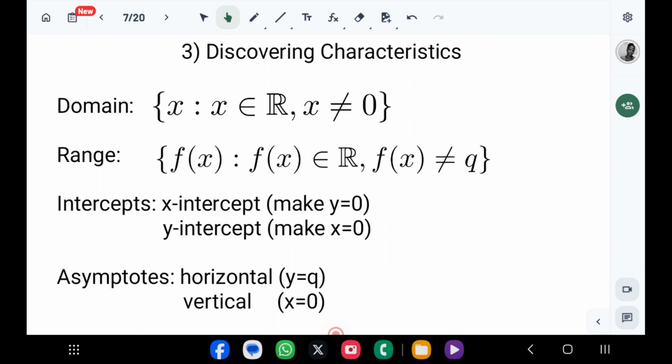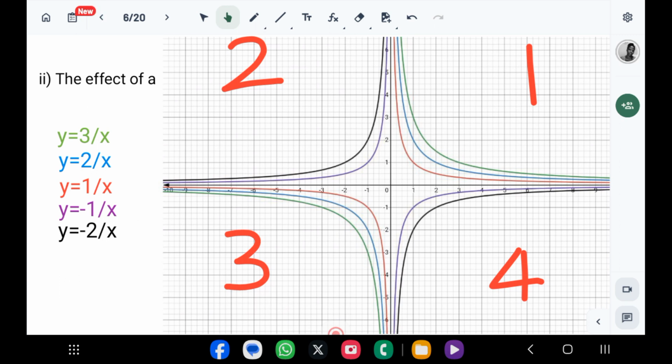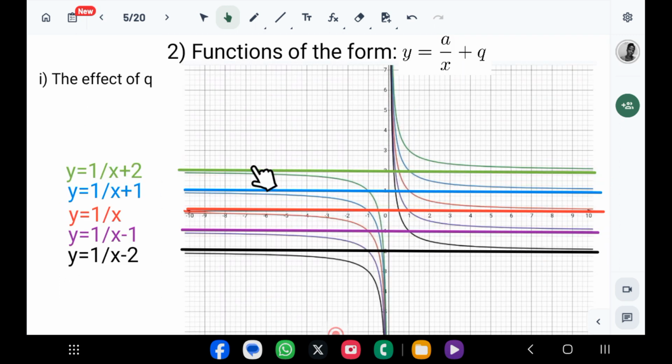That's the only place where it is undefined, so it is excluded. It's a restriction. The range is all real values of y except for where y is equal to q. Notice that even on the shifted graphs, your graph never touches the line y equals 2 for this example. For the green graph, it never touches your x equals 0, and it never touches whatever q you've shifted it by.